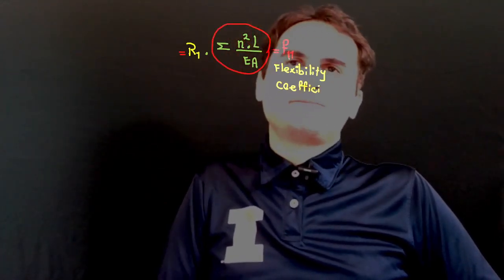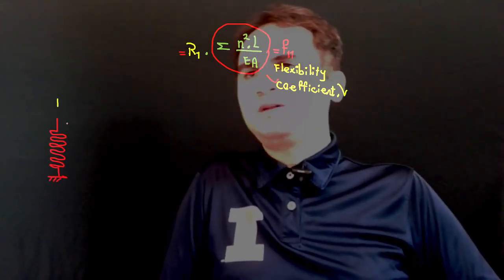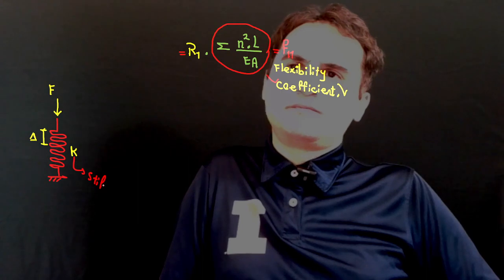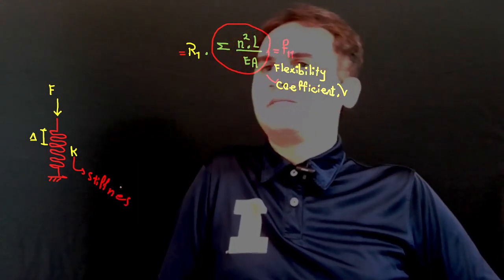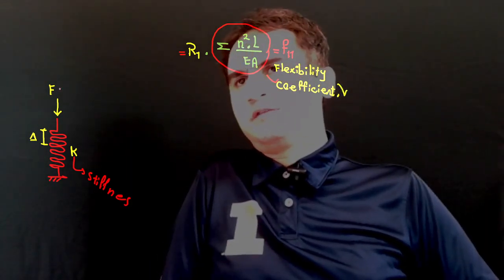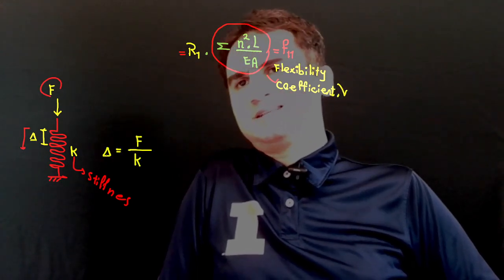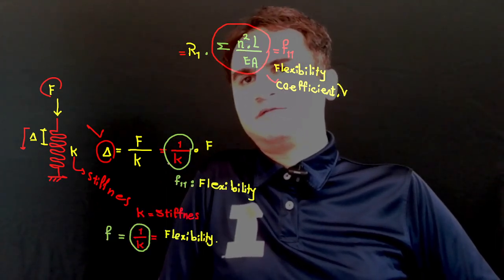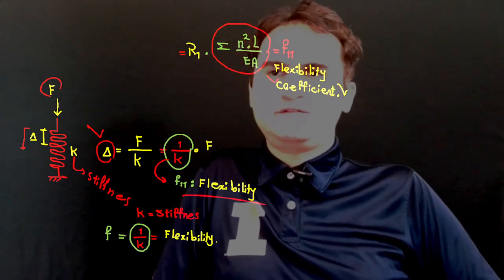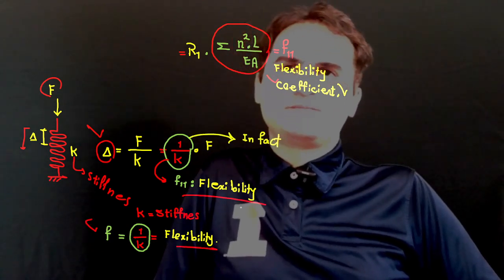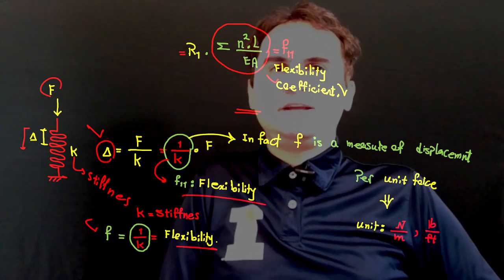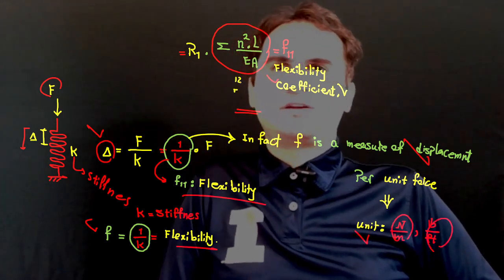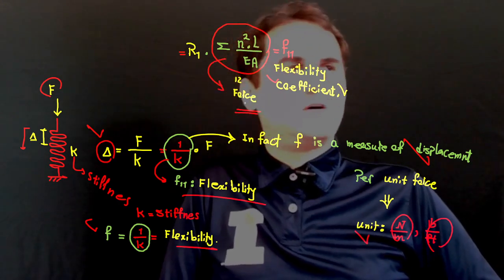So again, if you want to know what flexibility means, consider a spring with stiffness K. If you apply a force of F, it moves down by an amount delta. You can easily see the delta of a spring is force over K, and if you rearrange the equation, 1 over K times F, we call 1 over K the flexibility. K is the stiffness, and 1 over K is the flexibility. In fact, 1 over K is a measure of displacement per unit force, so we can almost say this is in the sense of force.